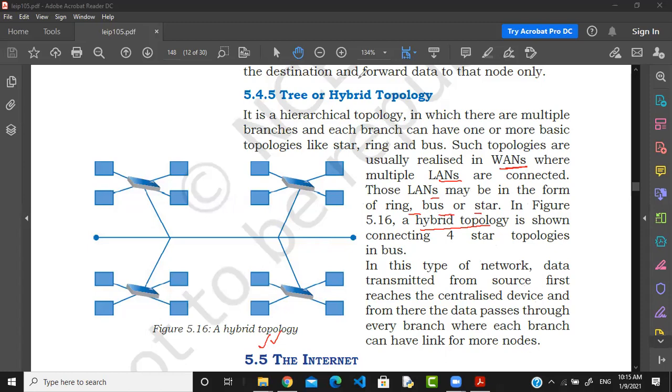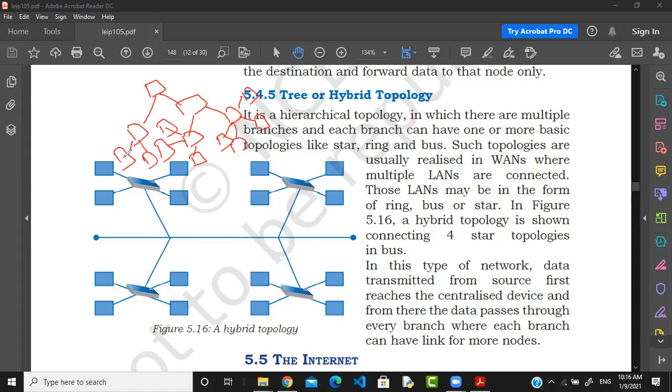So what is the meaning of this? Suppose this is my main computer. So two computers are there. Now it has several different networks. These are the computers which are connected with this. This is the computer here. So many computers are connected with this in some way. And this is another network.